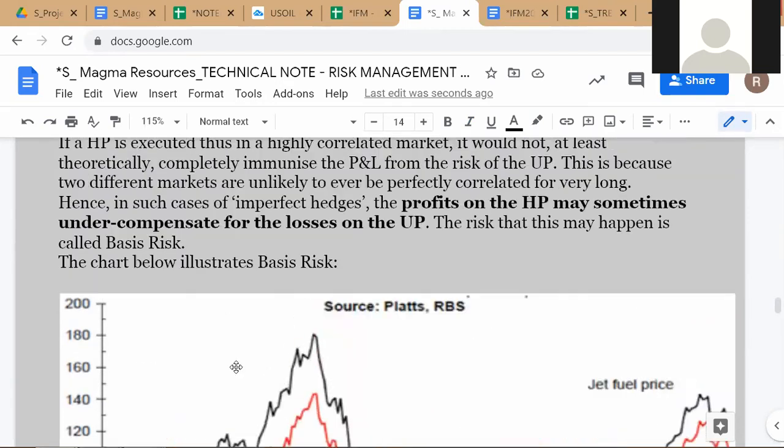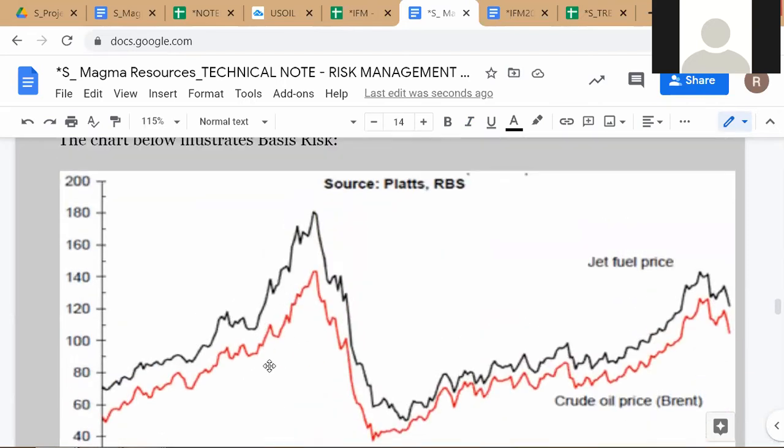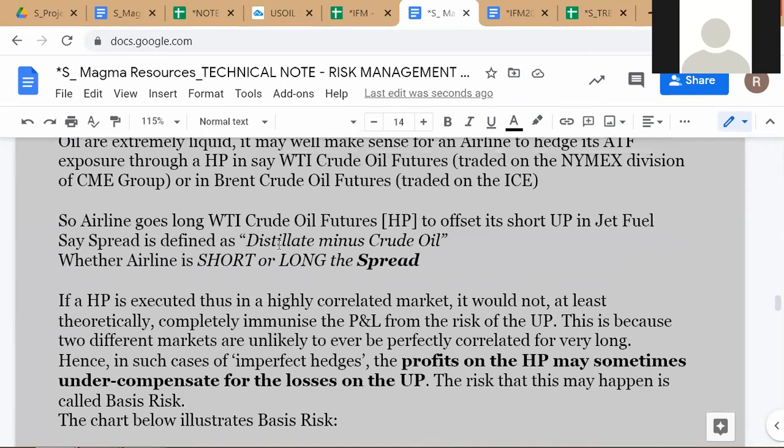Okay, so that's why there's a risk that the hedge will not make enough money, but the underlying position will lose a lot of money. All right, so that's basis risk. That's what we have defined here. Okay, so whether the airline is short or long the spread.